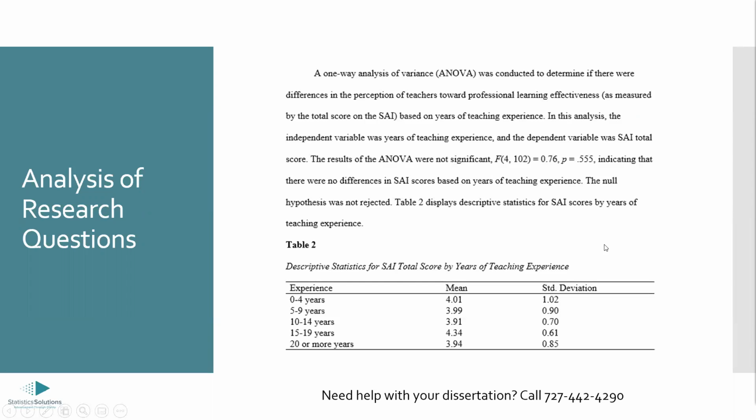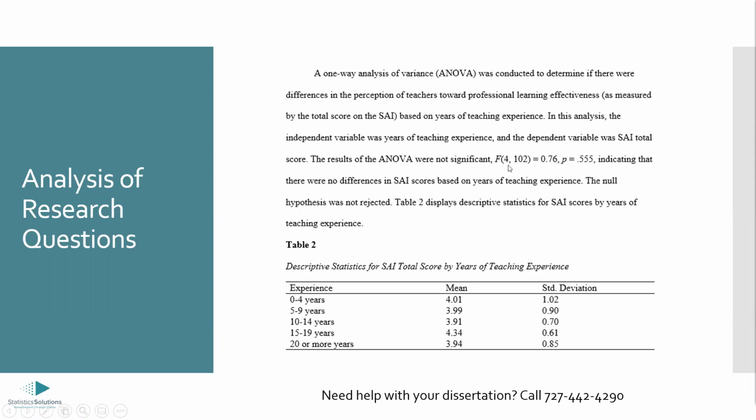Here's an example of how you might write up the results of an analysis of variance, or an ANOVA. Again, we start by saying that we're conducting an analysis of variance. We identify our independent and dependent variables. We present the results of our ANOVA. In this case, we present our F statistic, and in parentheses, we have two values for degrees of freedom.